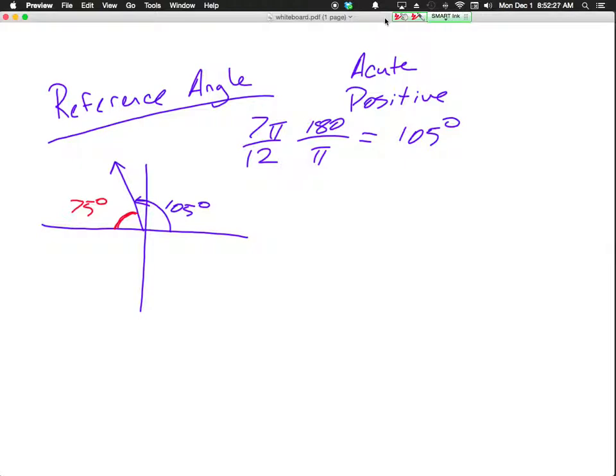Questions? Yes, Nick. Does it have to be in degrees or can it be written in radians? It can be written in radians, but it doesn't have to be. You know what that would be? 5 pi over 12. Okay, how'd you get that? You just subtract 7 from 12. Good, very good.